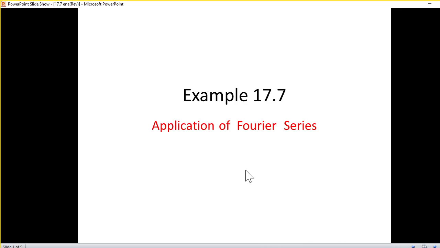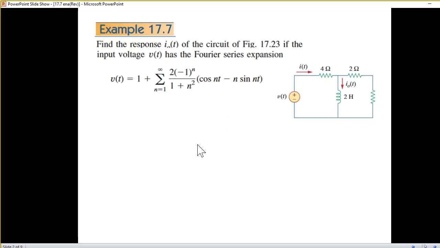Bismillahirrahmanirrahim. In this video, we'll be discussing example 17.7, which relates to application of Fourier series. So this is the question. Find the response i_o(t). So this is i_o(t) that we have to find. And the input voltage here is a Fourier series.